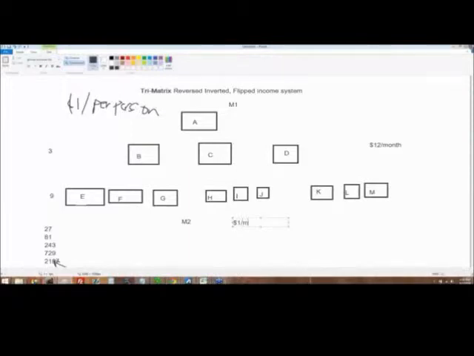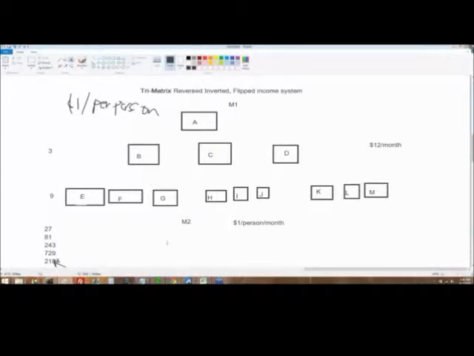And M2 is the same way. It's $1 per person per month. That means that now M is going to be making $12 a month, while A is also making $12 a month, even though neither one of them have recruited many people at all. Given the math behind it, there are too many people. The 2,100 people here, it's not going to be sufficient to flip it once.